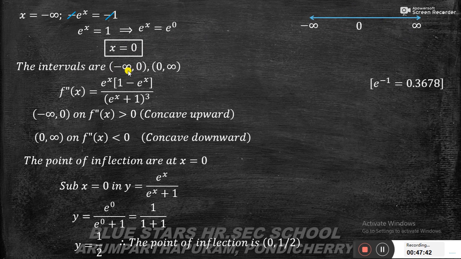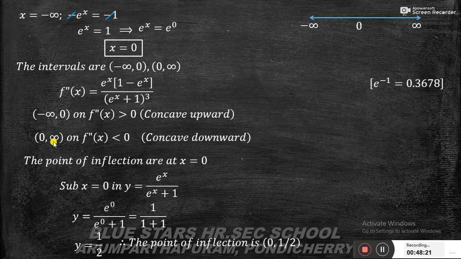Therefore the intervals are minus infinity comma 0 and 0 comma infinity. f double dash of x equals e power x into 1 minus e power x by e power x plus 1 whole cube. First I consider the interval minus infinity comma 0. Take any value from this interval, suppose x equal to minus 1, and substitute: e power minus 1 into 1 minus e power minus 1 by e power minus 1 plus 1. The answer comes positive, therefore it is concave upward.